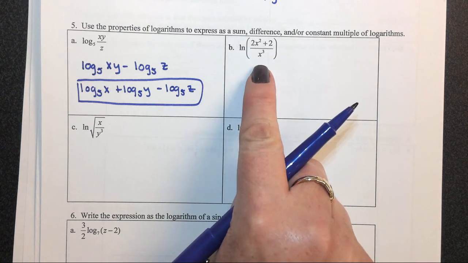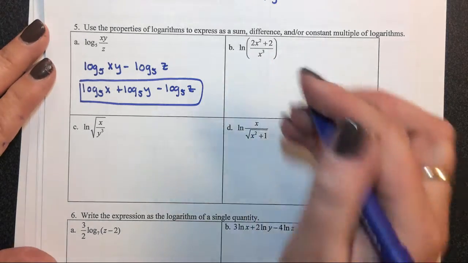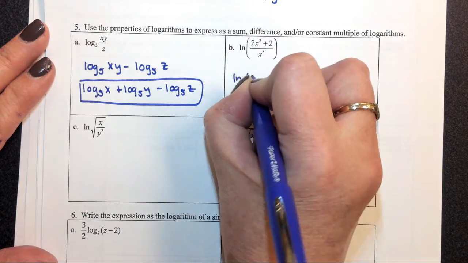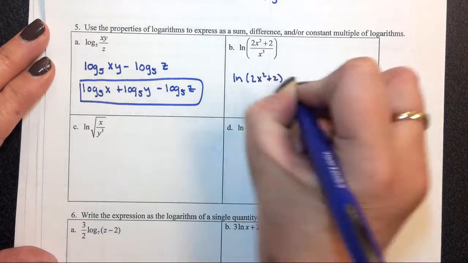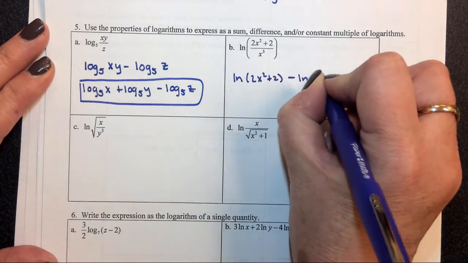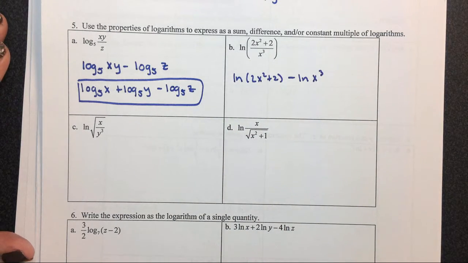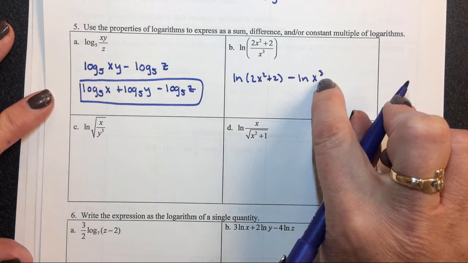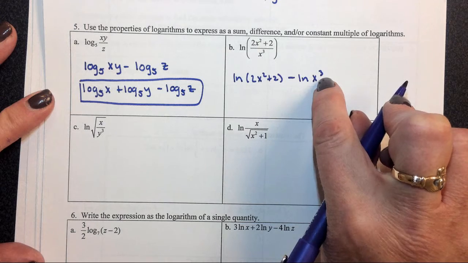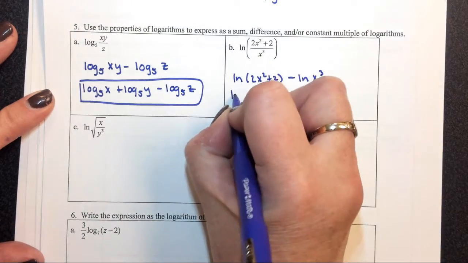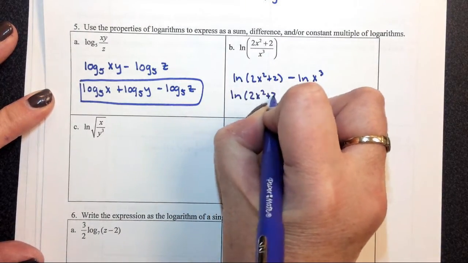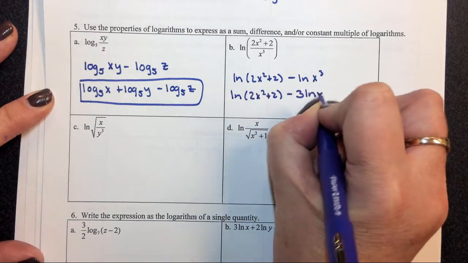Again, you can undo the quotient by using your quotient property of logarithms. So I can rewrite this as the natural log of 2x squared plus 2 minus the natural log of x to the third. Now, what can you do with this power for x to the third? You can use your power property of logs. What can you do with it? You can move it to the front. So write that as a product.